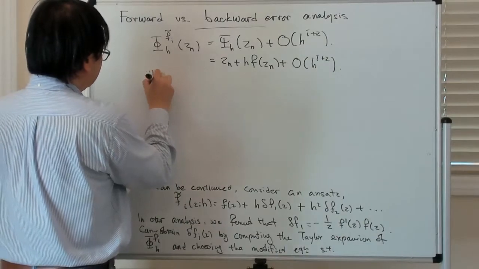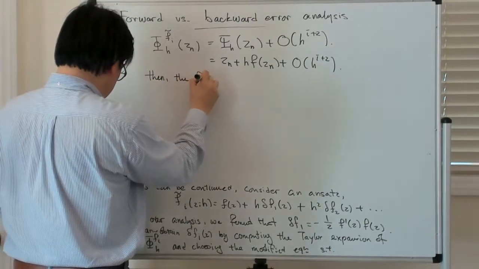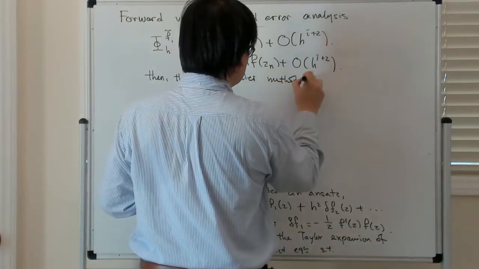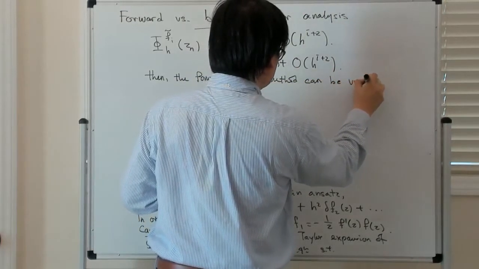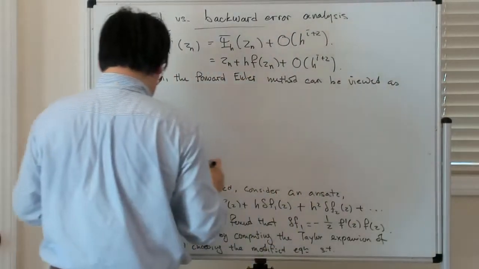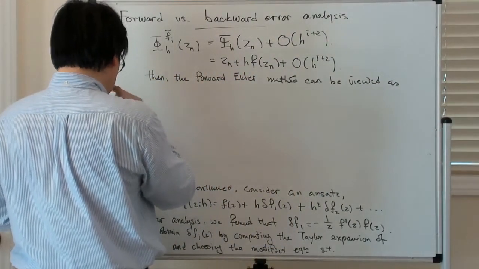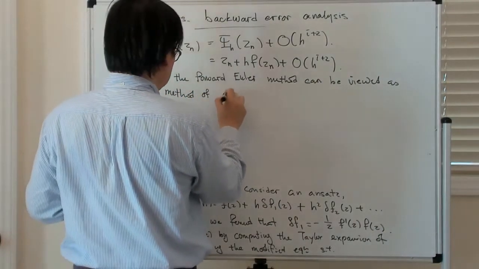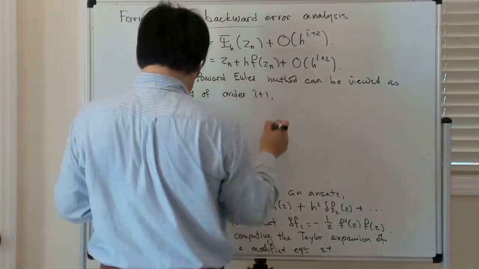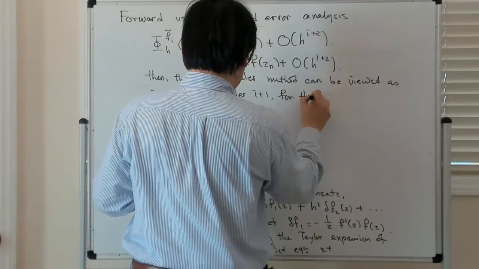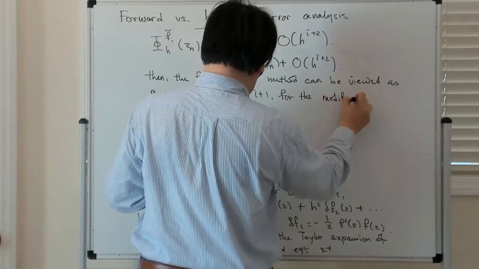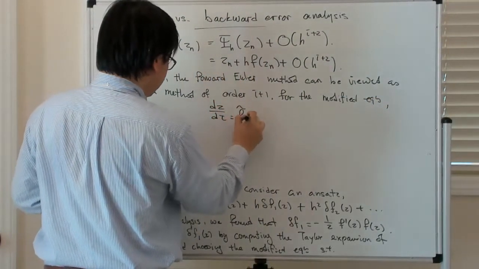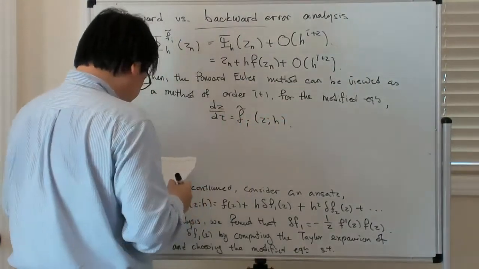So then what happens is that the forward Euler method can be viewed as a method of order I plus 1, for the modified equation dz dt is equal to f tilde I of z, h.